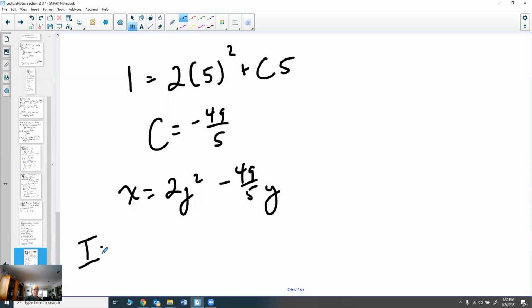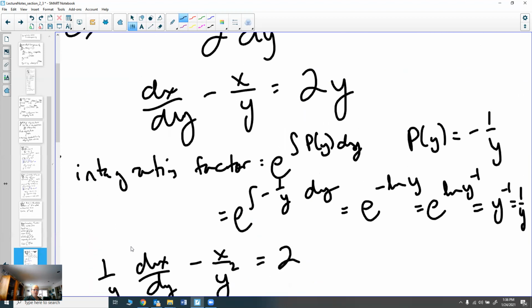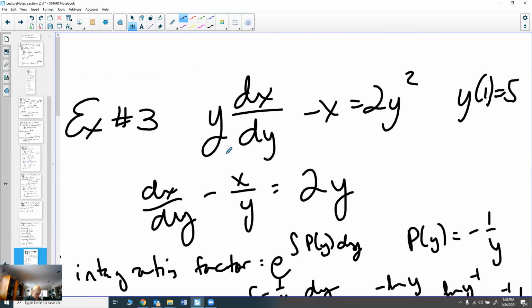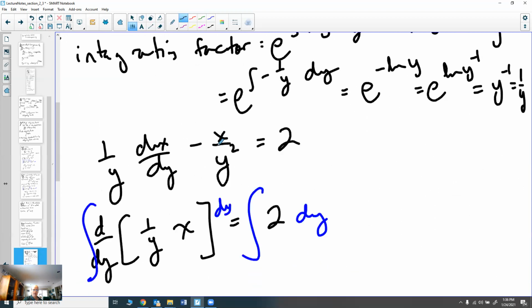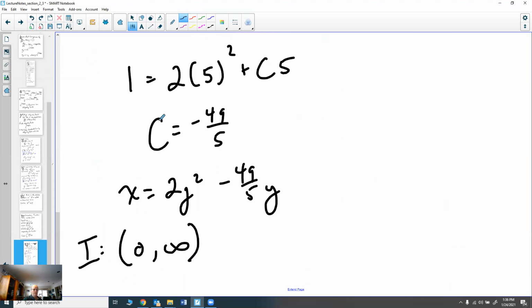In this case, if I want to find out if I have any singular solution issues, I divided through by y, so I couldn't let y equal 0. So my interval could either be negative infinity to 0 or 0 to infinity. Being a physicist, I like positive independent variables. So I'm going to have my y be 0 to infinity. And that's how we solve differential equations that are linear.